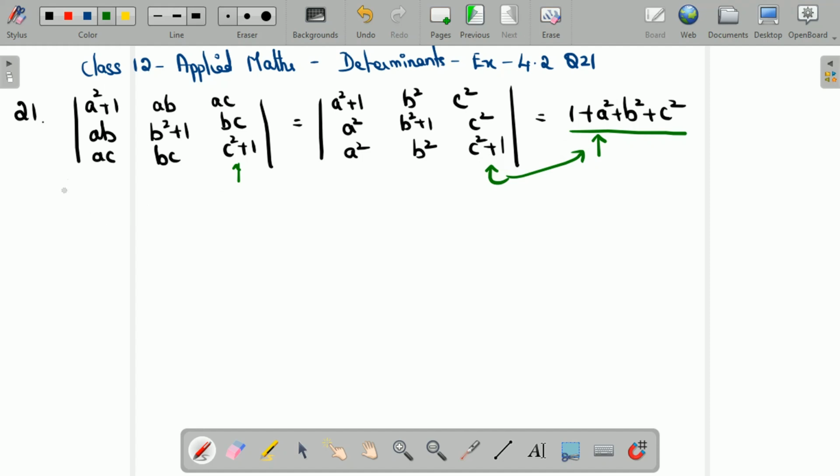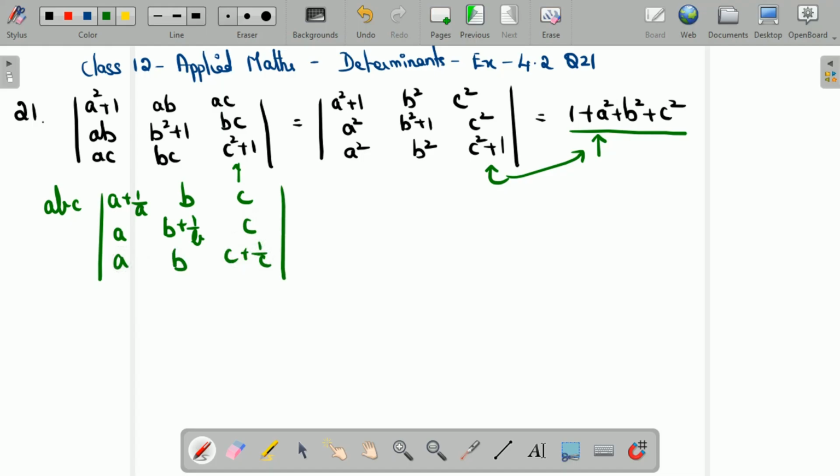So let's start with the first determinant. In the first row, every element has a common factor A, and in the second row, everything has B, and similarly C. So I'm going to take A, B, C outside, so that the first row becomes A plus 1 by A, B, C. The second row will be A, B plus 1 by B, C. And the third will be A, B and C plus 1 by C. Now that we have taken this outside, please understand every row we have divided by A, B or C. So that is what we have taken as common.